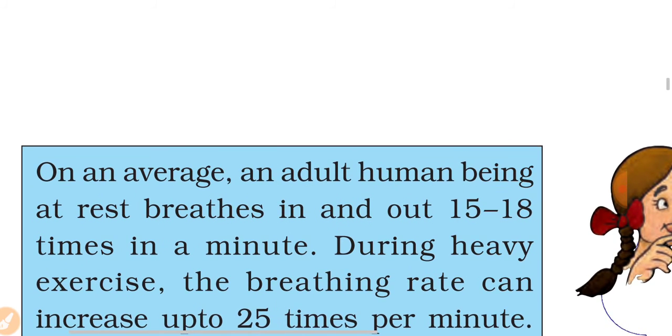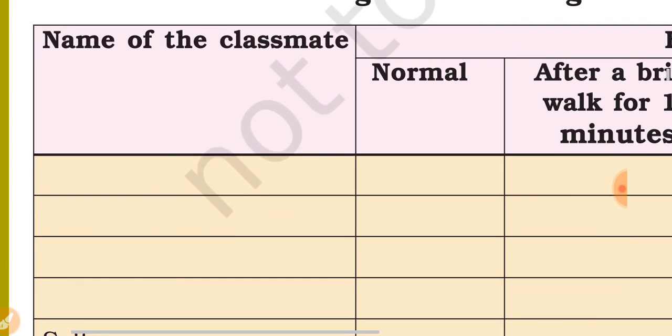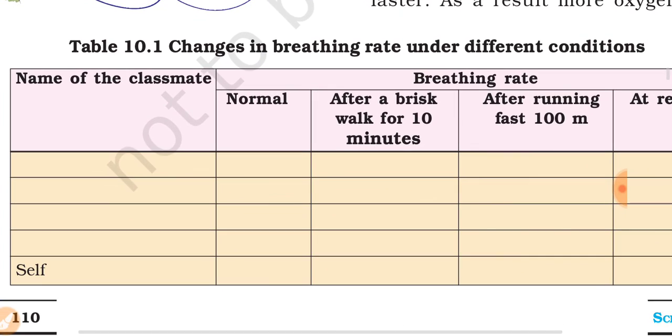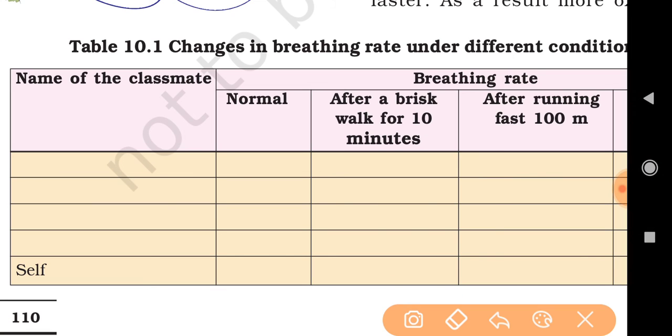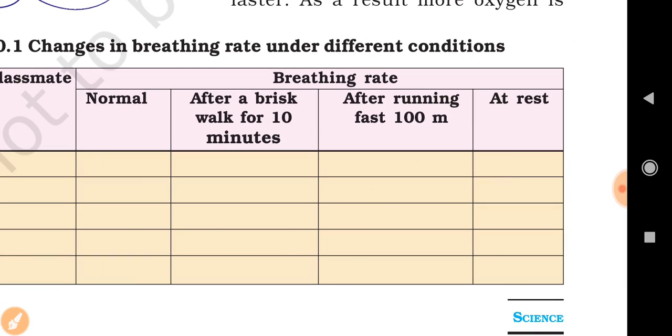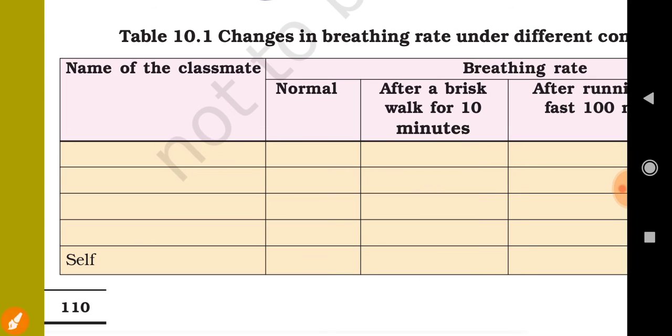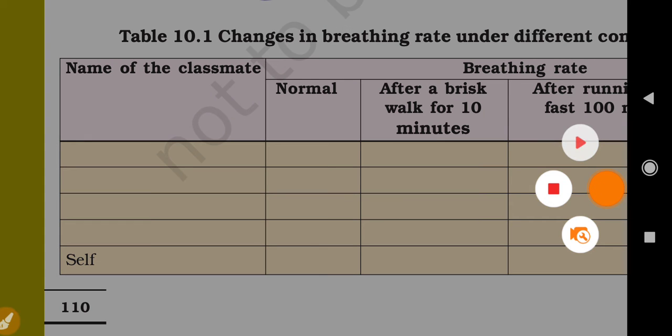So this is a general idea, and you will notice some changes in breathing rate under different conditions. You can easily count your breathing rate, exhalation and inhalation, in normal condition, after a brisk walk, after running 100 meters, and at rest. You can make this table very easily and do this activity with the persons who are in your home.